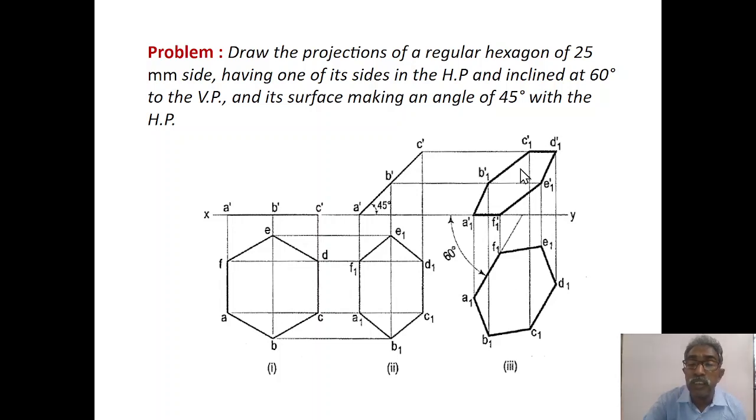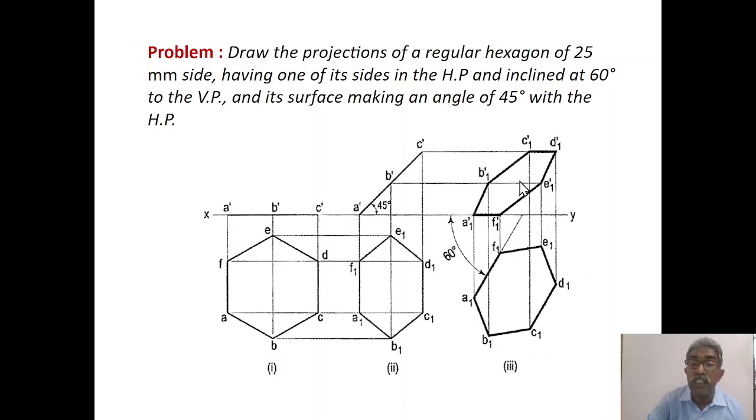Draw the projectors vertically, and from the previous front view, draw the lines parallel to the XY. Mark the points of intersection. Connect the points in the correct sequence. Now see the figure: A1 dash, B1 dash, C1 dash, D1 dash, E1 dash and F1 dash. This is the required front view. This figure A1, B1, C1, D1 is the top view and this is the front view.